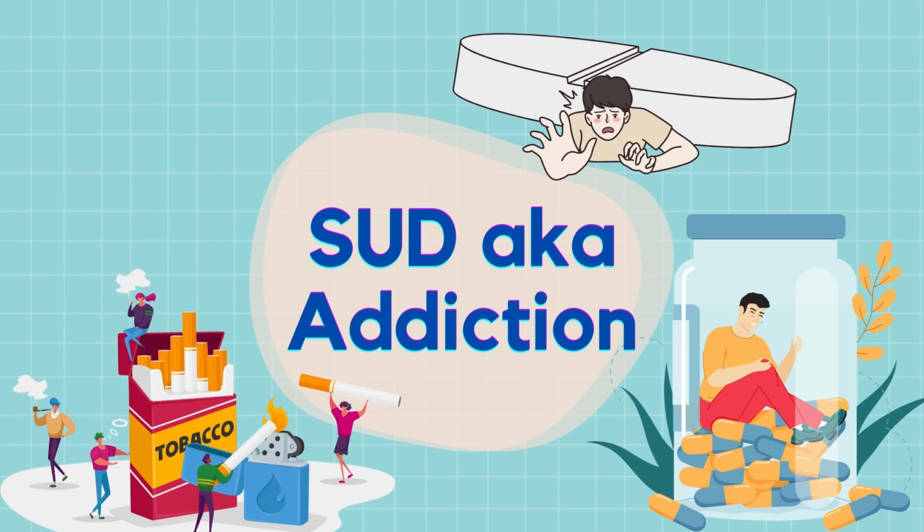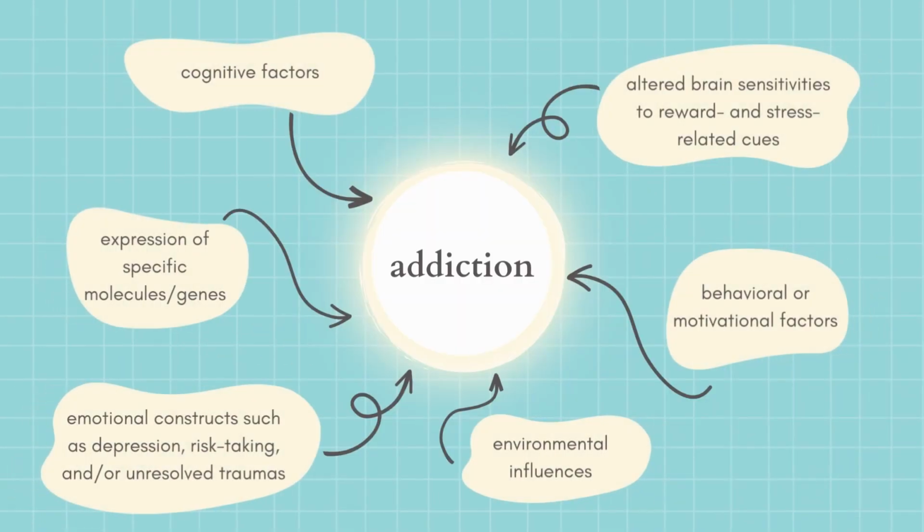A substance use disorder, SUD, more commonly known as addiction, is a mental disorder that affects a person's brain and behavior, and it often involves a person's inability to control their use of substances such as drugs, alcohol, or medication. These disorders are characterized by habitual and pathological patterns of drug-seeking and drug-consuming behaviors.